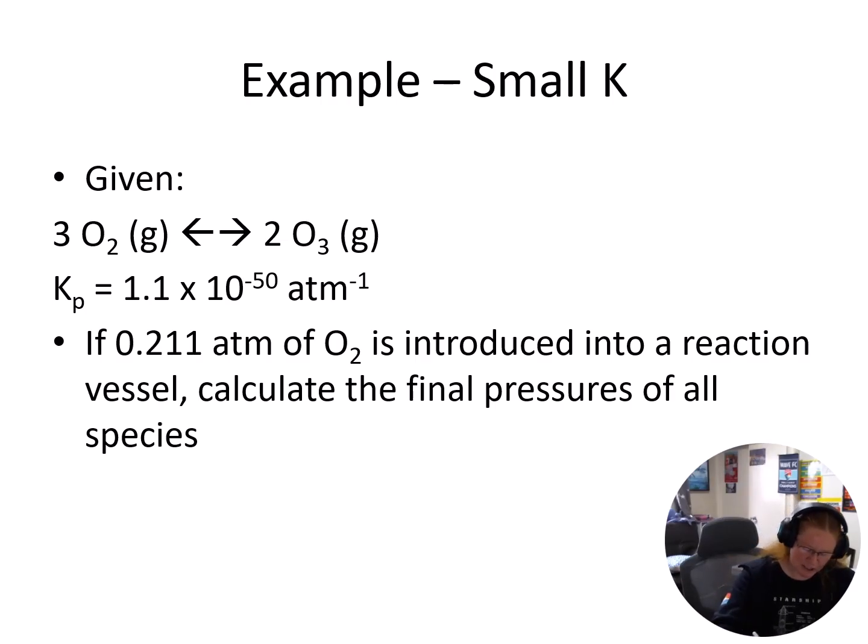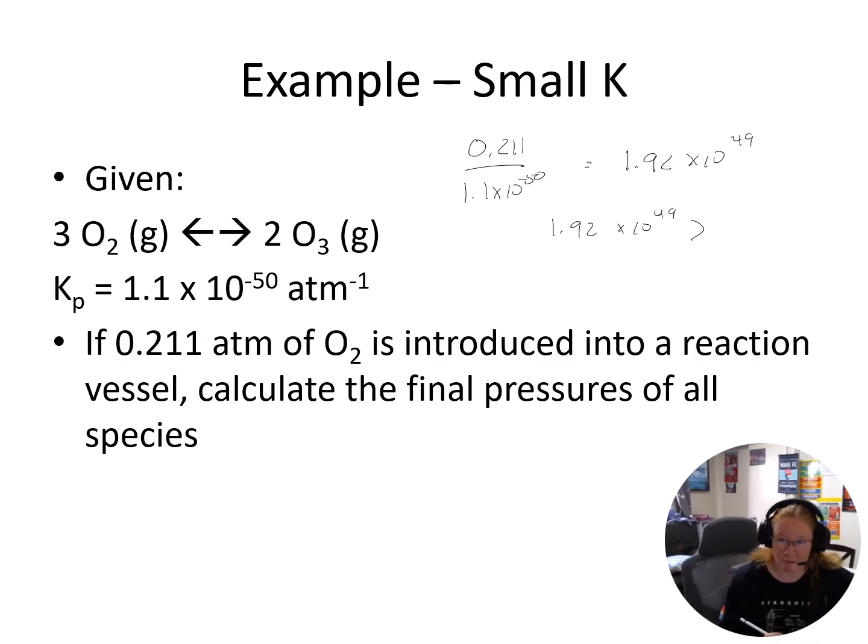All right, so we'll do our check. We're going to take our initial amount of the reactant over K and we're going to get 1.92 times 10 to the 49th. 1.92 times 10 to the 49th, absolutely 100% without a doubt, is greater than 400. All right, so we are okay with our assumption.